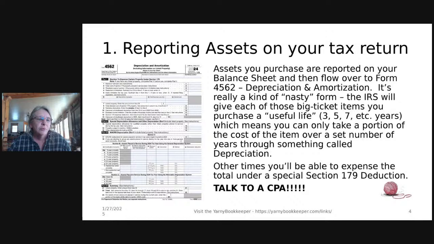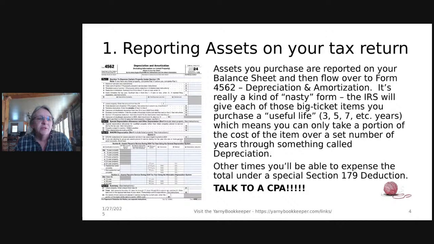So let's talk about reporting those asset purchases on your tax return. Now, again, those are those big ticket items that you bought that have an individual value of $500 or more, and they're reported on a special form number 4562. It's called depreciation and amortization, which is attached to your Schedule C and then ultimately your personal 1040 tax return. It's an extra form, and it's really kind of a nasty one.